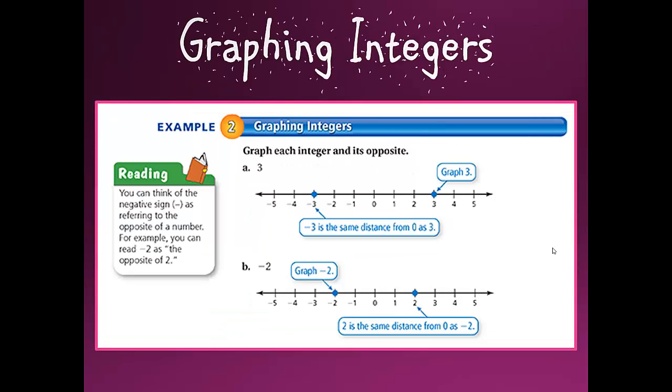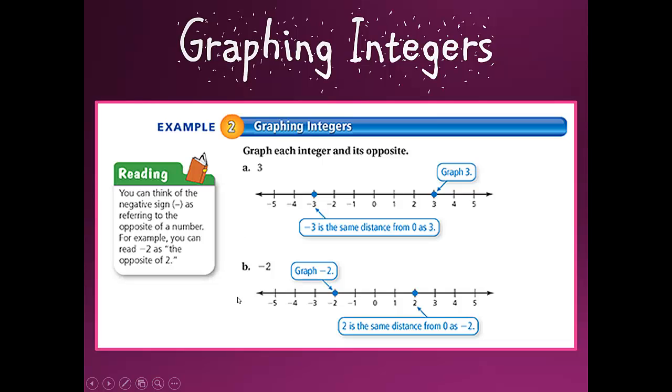Now we're looking at graphing integers. Graph each integer and its opposite. So for A, we're going to graph 3. So on our number line, we'll put a dot at 3. 3 is 3 numbers away from 0. So we start at 0, we go over 1, 2, 3. So its opposite would be 3 away from 0 in the other direction. So we'll go to the left. 1, 2, 3, which would be -3. So the opposite of 3 is -3.